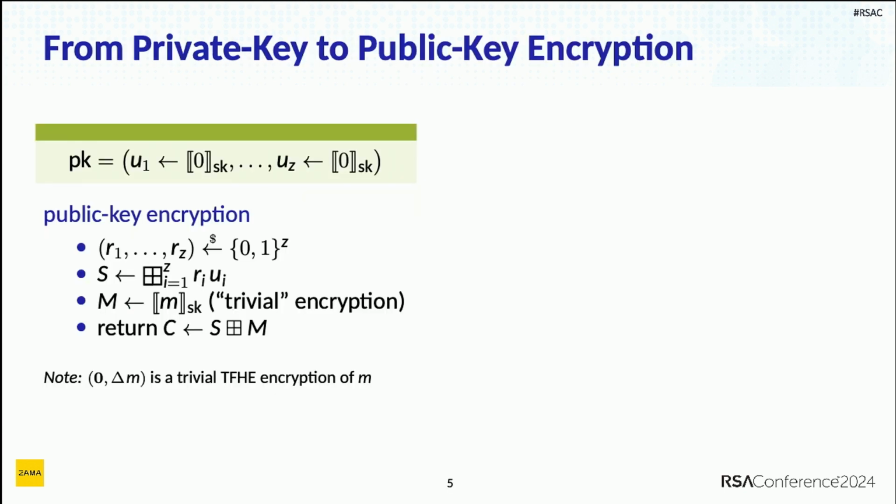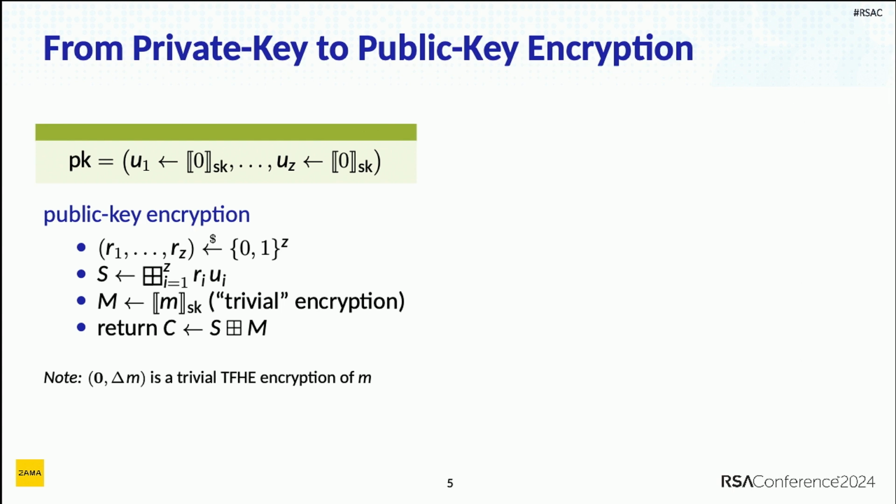So that was private key encryption, the previous one. Now if you want to have public encryption, so that anyone can encrypt, so there is no secret to encrypt, what you can always do is define the public key as a bunch of encryptions of 0. So this is the public key, u1 up to uz, encryptions of 0. And then to publicly encrypt a message M, you first choose a random binary string, r1 up to rz.